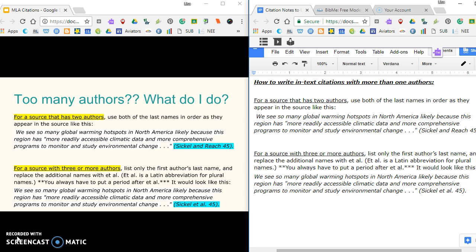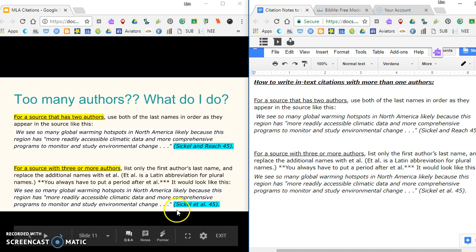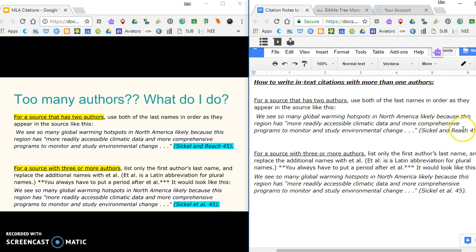So sometimes you're going to see an article that has multiple authors, and that's also not a problem. Okay, so first let's look, if I have a source that has two authors, I'm going to use both of the last names in order of how they appear on my article. So I just used this example of my last name and Mrs. Reach, but I am going to have Sickle and spelled out Reach, my page number, and my period here at the end. So I just will use both authors' last names.